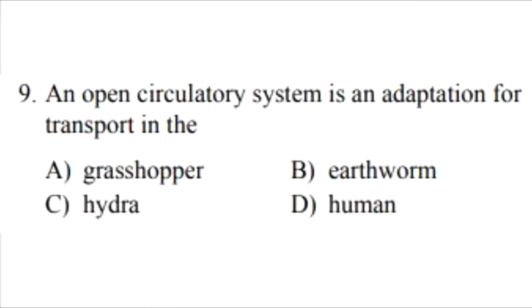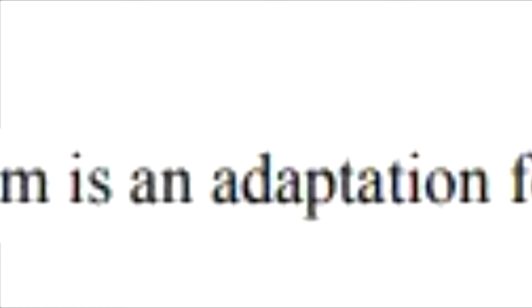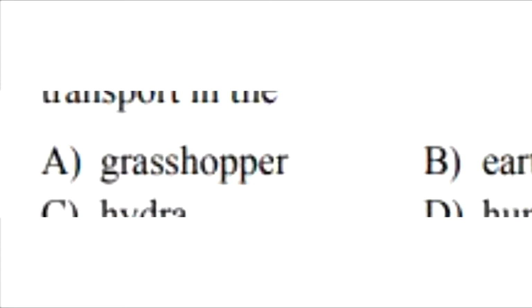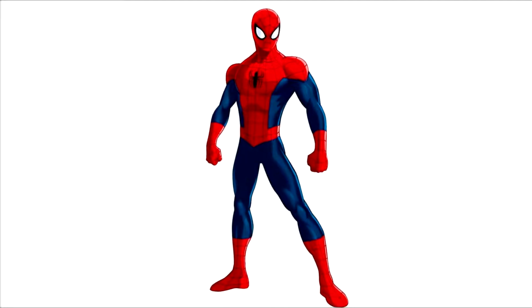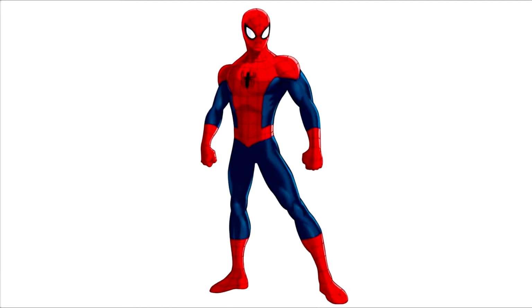Here is an example of a Regents problem which reads, an open circulatory system is an adaptation for transport in... The answer to this is a grasshopper, but like I said, some students may get confused between a grasshopper and an earthworm. Now lastly, we will be talking about the flow of blood in a closed circulatory system.